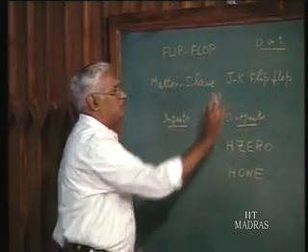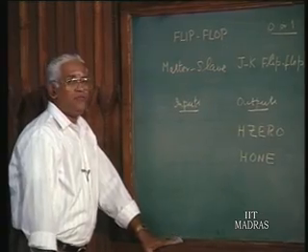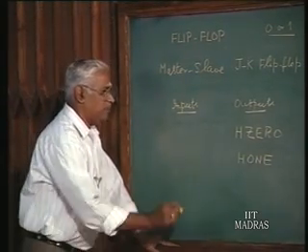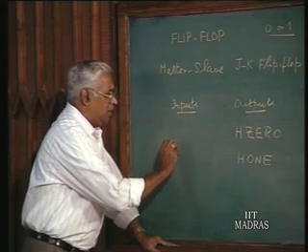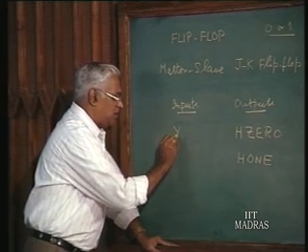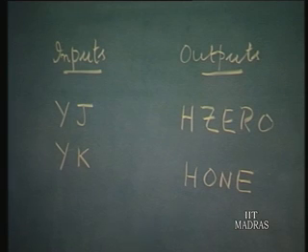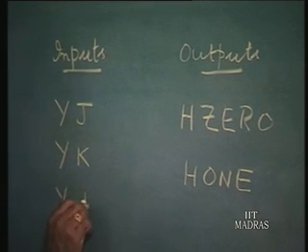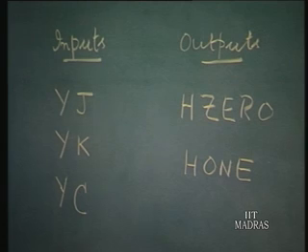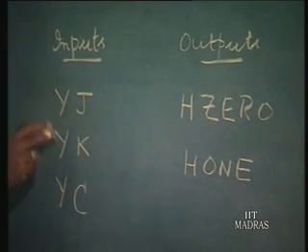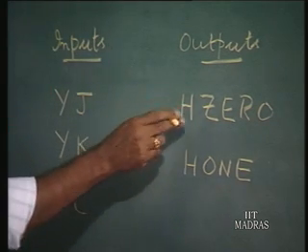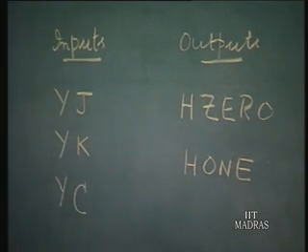Now as for the inputs, this particular flip-flop has two inputs called J input and K input. We'll just name these inputs as, say, Yj, the J input, and Yk, the K input, and then any system will be having a clock, especially if it's a synchronous system. So you just call that Yc. Now as you can see, we are putting just the prefix Y for the inputs and the prefix H for the outputs. While naming it, just a naming convention, nothing more.